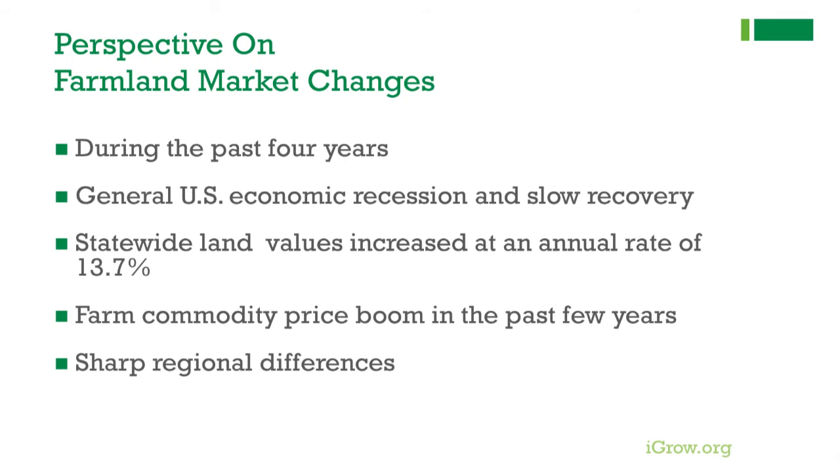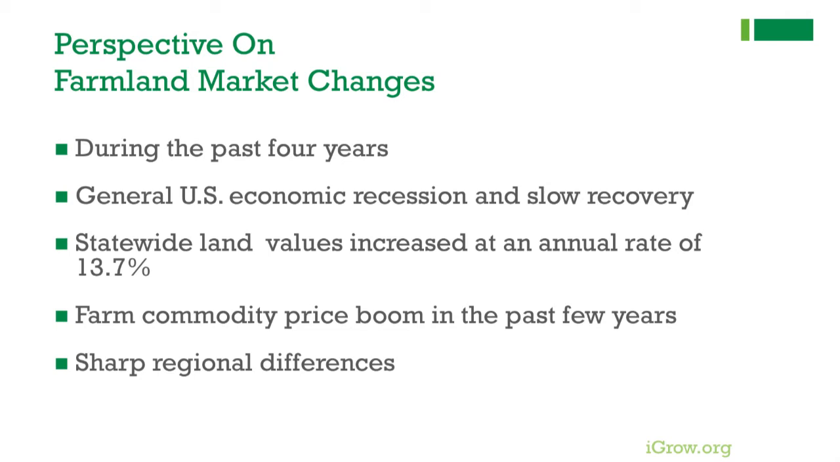While we have all of the data for 2012 as we've reported here, let's take some time and look at perhaps a little longer perspective on the ag land market for South Dakota. Over the last 4 years, we've seen a general U.S. economic recession and a slow recovery from that recession. And yet, despite that, we saw statewide increases on average for ag land values going up almost 14%. Maybe to some part explained by the farm commodity price boom. And we still saw, as we illustrated in one of those early maps, sharp regional differences as far as the percentage change on year to year.